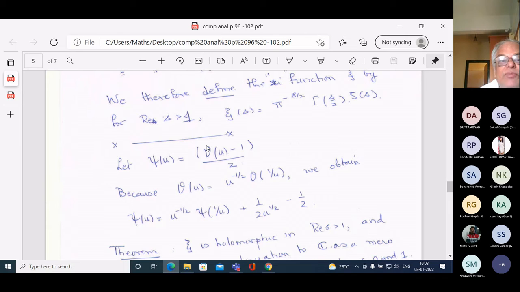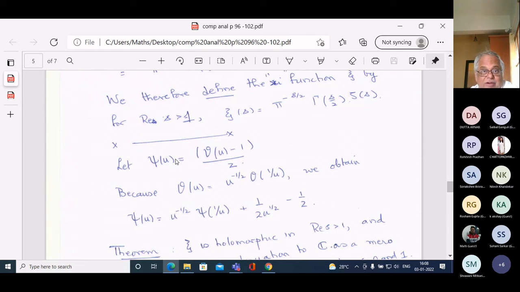So I have to play around with this theta(u) minus 1 by half, which was that sum of e to the minus pi n squared t. So theta satisfies a certain functional equation: theta of u is u to the minus half theta of 1 by u. Psi is like this, theta of u minus 1 by half.